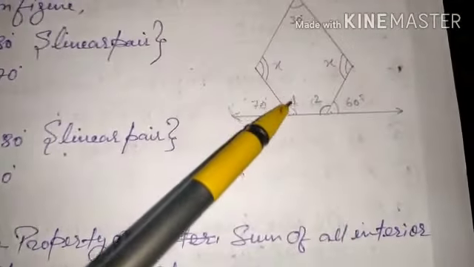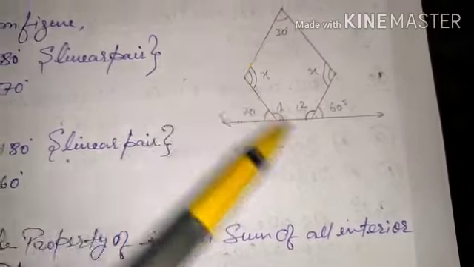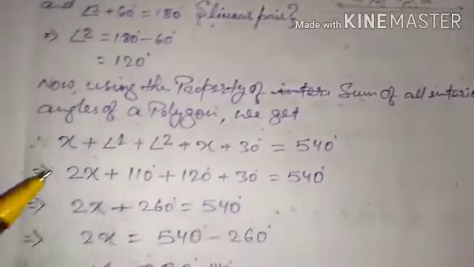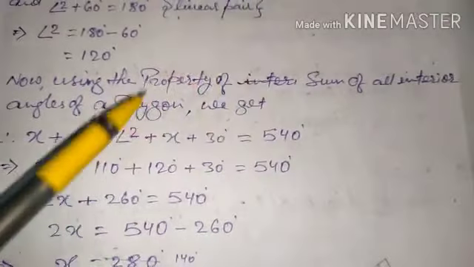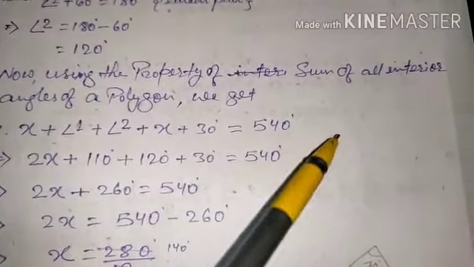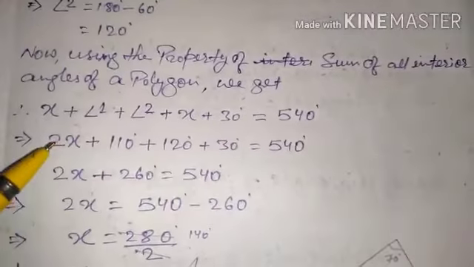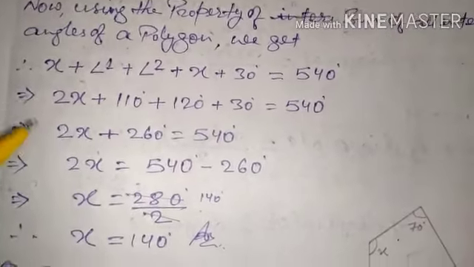So angle x, see from here, angle x plus 1 plus 2 plus x plus 30, this sum of all interior angles is equal to 540. That only I have written. Since I had already mentioned at the top which property we are using, I had not written here which property we have to use.